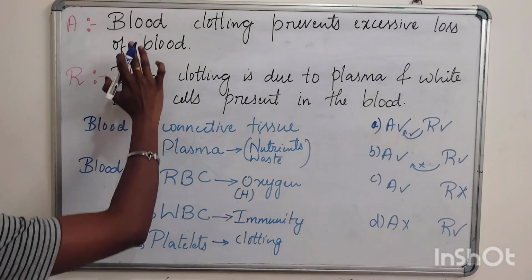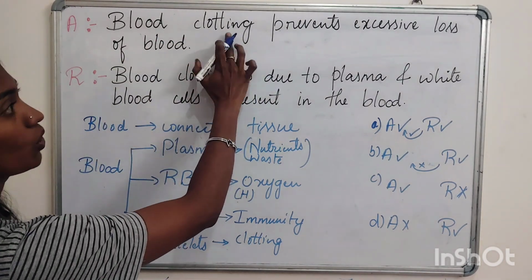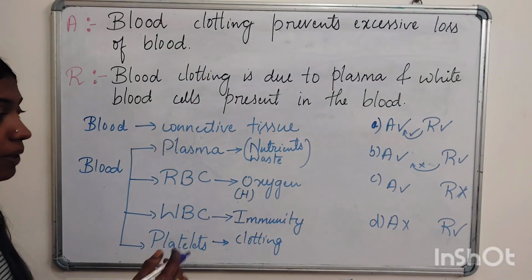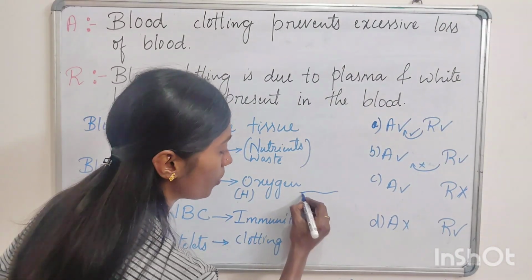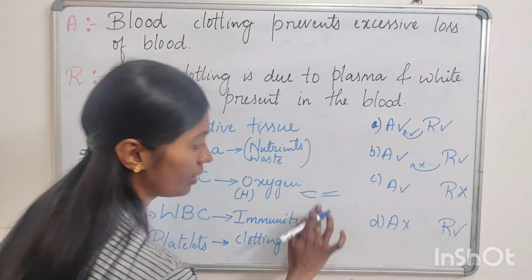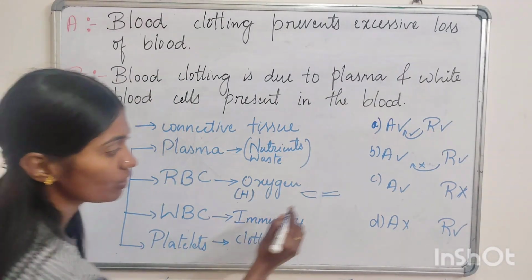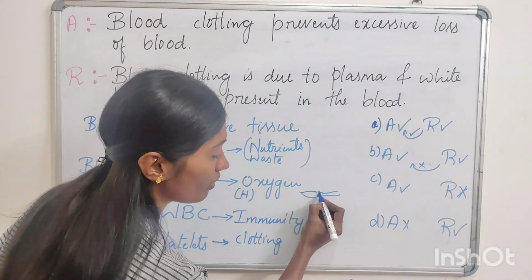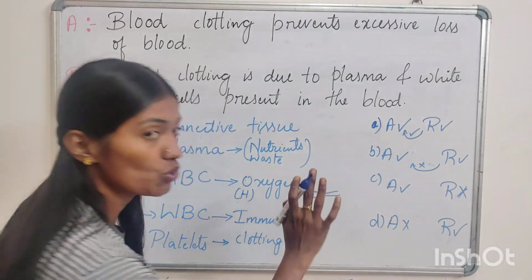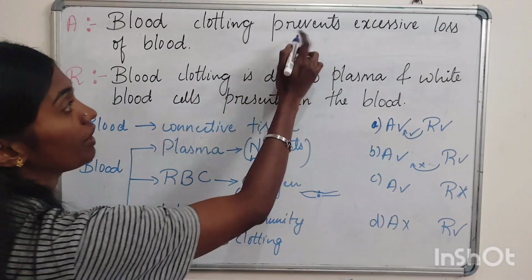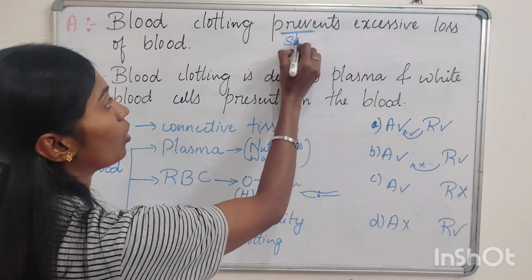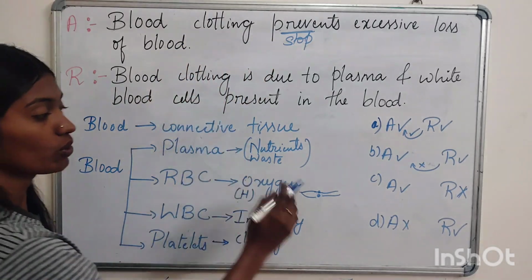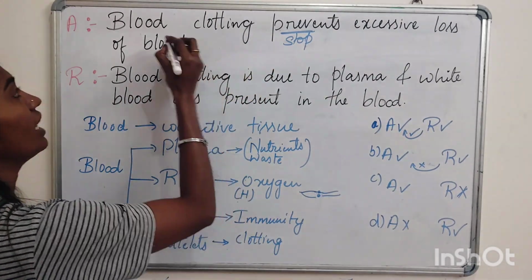So what is the assertion? Blood clotting prevents the excessive loss of blood. Suppose this is a part of the human body and a cut happens. What is the function of platelets? They come and occupy here and clot. Once the clot is there, the blood coming out will be stopped. What do you mean by prevent? Stop, avoid. So it stops the excessive loss of blood.